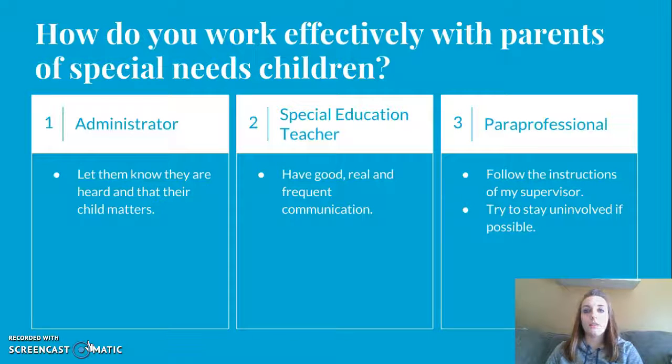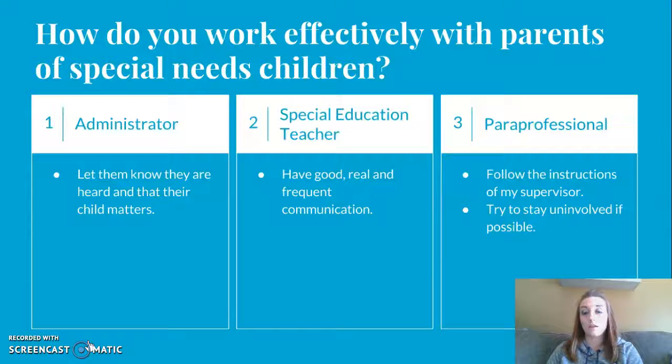How do you work effectively with parents of special needs children? The administrator, he told me to let them know that their voice and their opinion is being heard and that their child does matter. They are cared about, even though they may be a little bit more of a difficult child, or maybe they just learn differently.